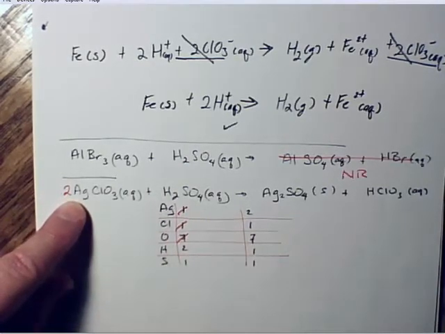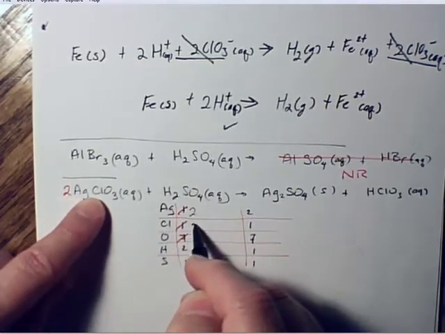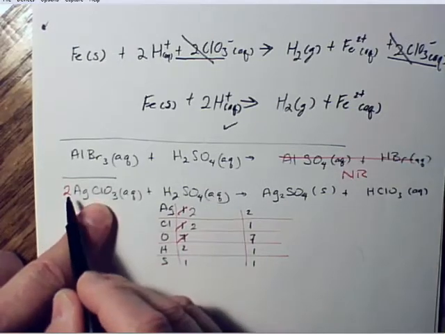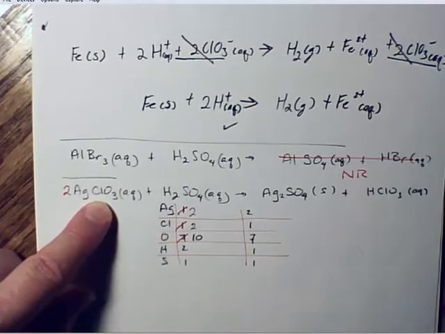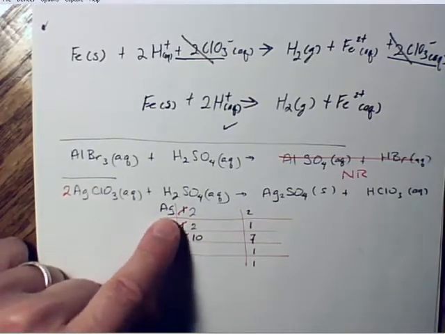So I have 2 silvers now, 2 chlorines. The number of oxygens here is 2 times 3 is 6, plus this 4, that's 10 oxygens. All right, so we've got the silver balanced.